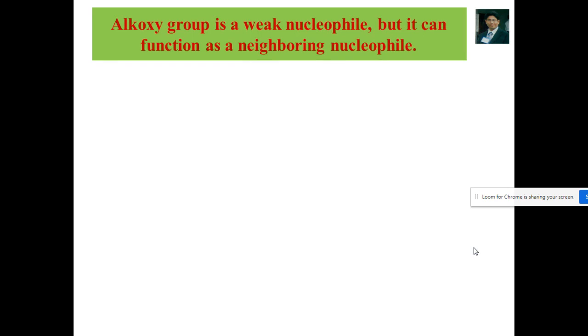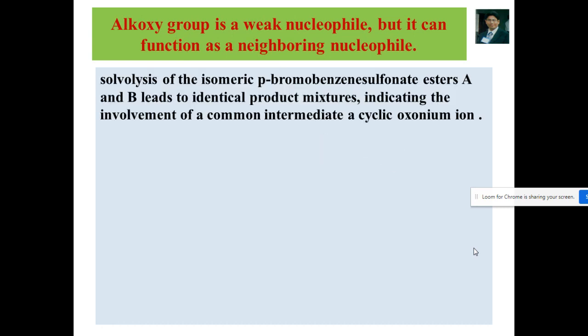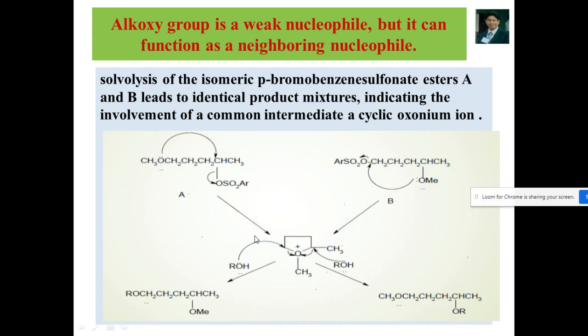The alkoxy group is a weak nucleophile, but it can function as a neighboring group, a neighboring nucleophile. For this case, the solvolysis of isomeric p-bromobenzene sulfonate, A and this is B, leads to an identical product mixture, indicating the involvement of a common intermediate, a cyclic oxonium ion.